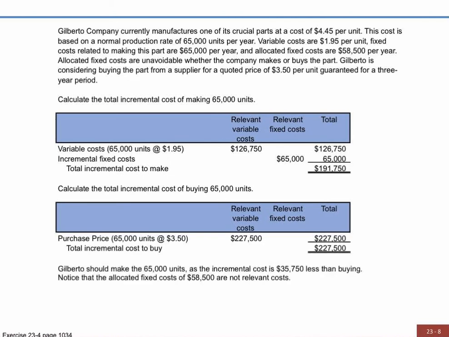So our conclusion and decision here would be that we should make the 65,000 in-house rather than purchasing them. And the reason is that the incremental cost is 35,750 less than buying it. And we'll note again that the allocated cost of 58,500 is not going to be a relevant cost for this apples to apples comparison.